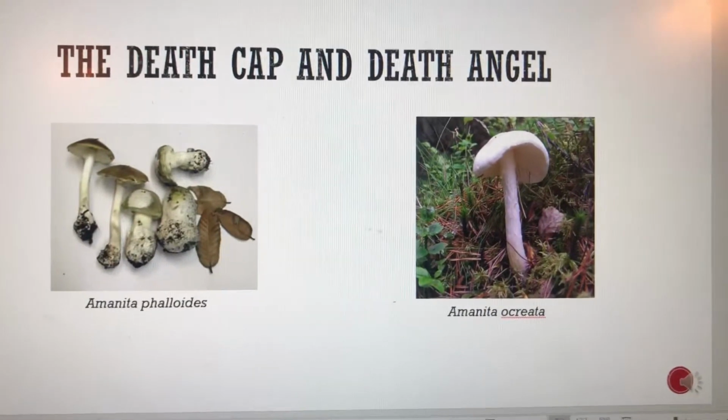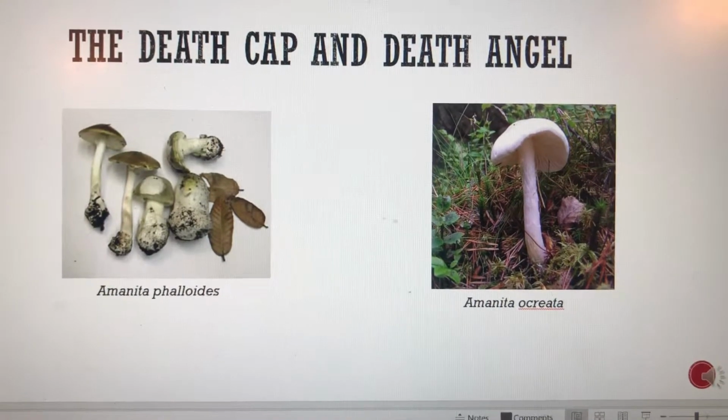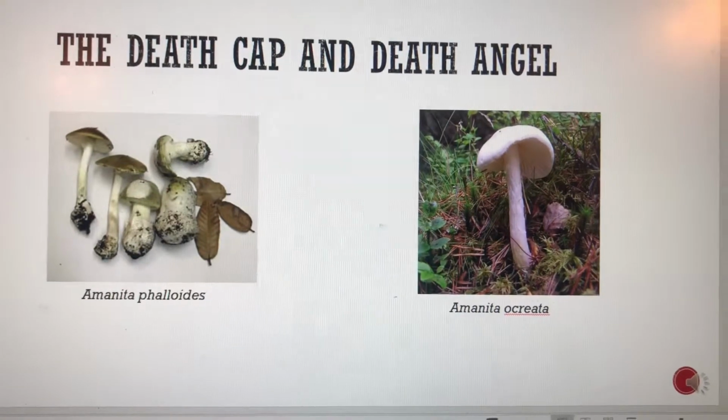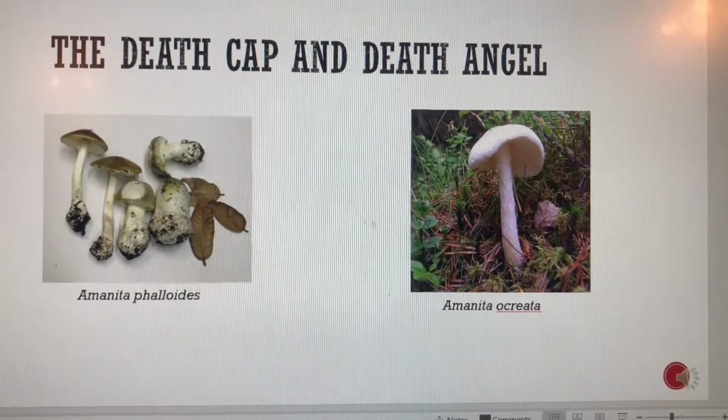Now, on the left is what's commonly referred to as the death cap, or Amanita phalloides. I believe the name comes from its phallic shape, although I wasn't able to find any sources on that. On the right is what's commonly referred to as the death angel, or Amanita ocreata.